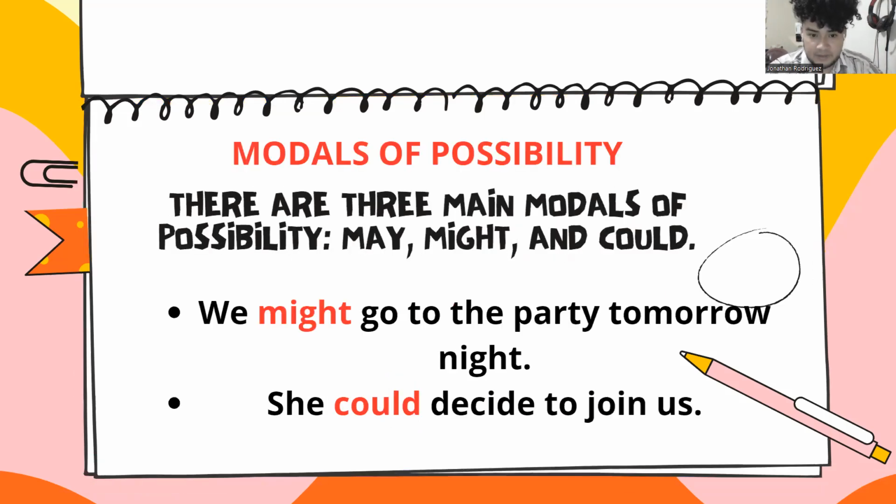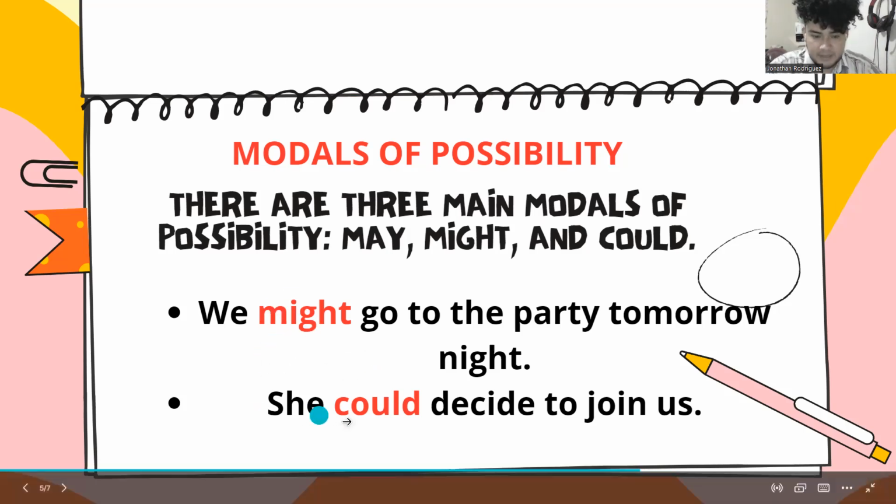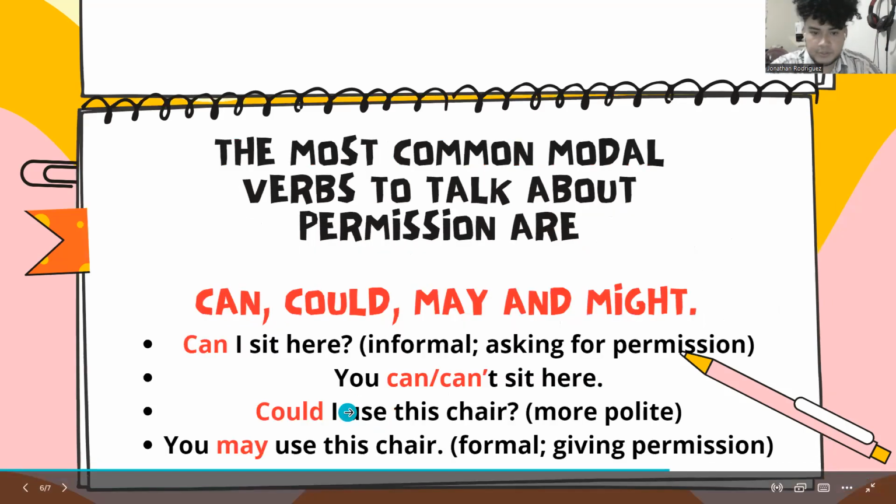Now we're going to move on. Modals of possibility. There are three main modals of possibility, for example, may, might, and could. As you can see in the presentation, we have some examples. He might go to the party tomorrow night. We use the modal might. And now the second one, she could decide to join us. So we use the modal could.